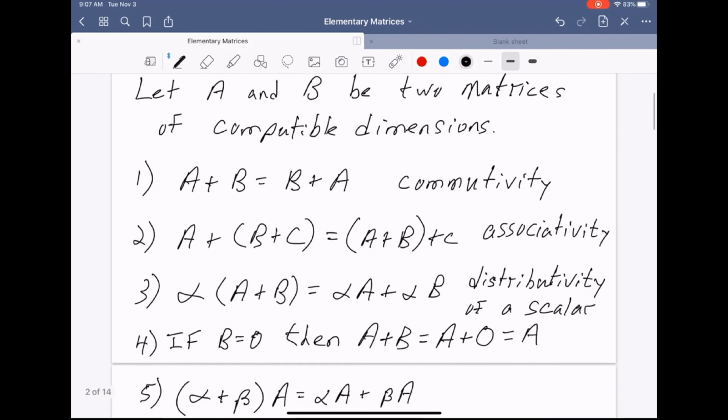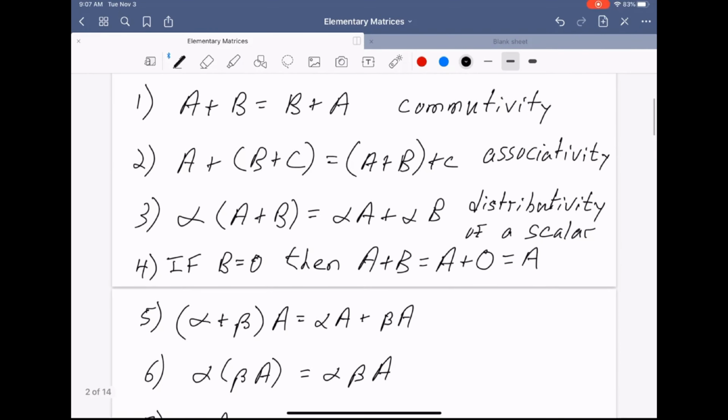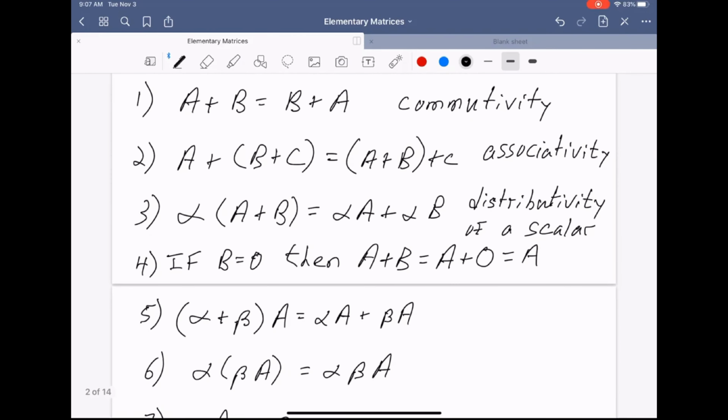Associativity. If you have three matrices now, A, B, and C, and they're all compatible in terms of number of rows and number of columns, then it does not matter if you first add B to C and then add that afterwards to A, or if you start by adding A plus B and then subsequently adding C.